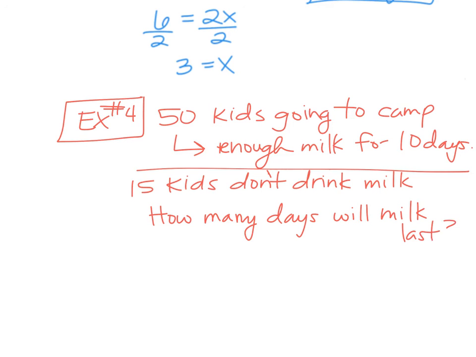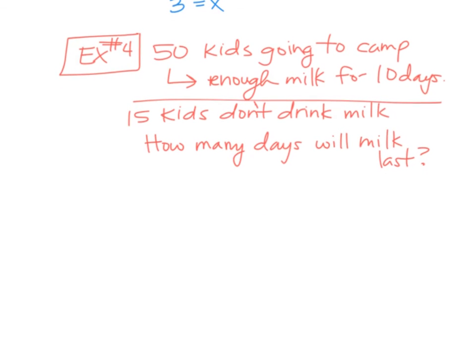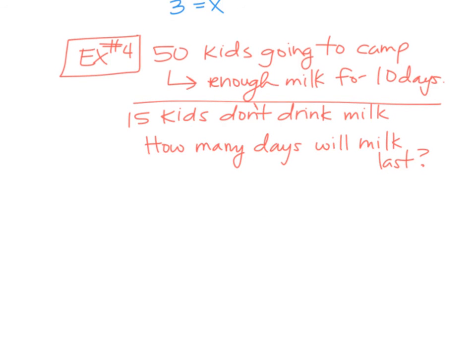Okay, so think about this. More kids drinking milk means less days that it's available. Makes sense, right? So this is inverse variation. But you have to be a little bit careful with this one. So inverse means we're doing products. We're multiplying. So we're going to do 50 times what? 50 times 10. And we're going to set that equal to, and here's where you have to be careful. 15 kids don't drink milk. 35, right? So now the number of kids drinking milk is 35, not 15. So pay attention to that.